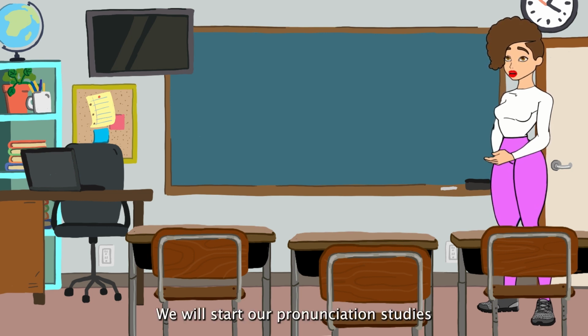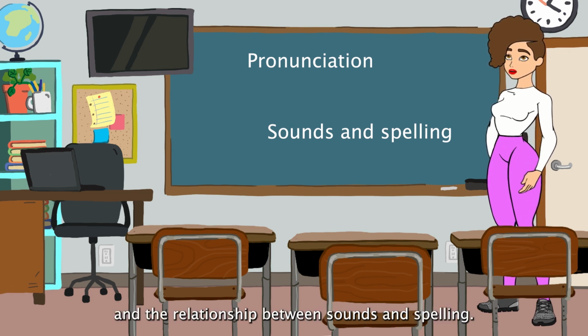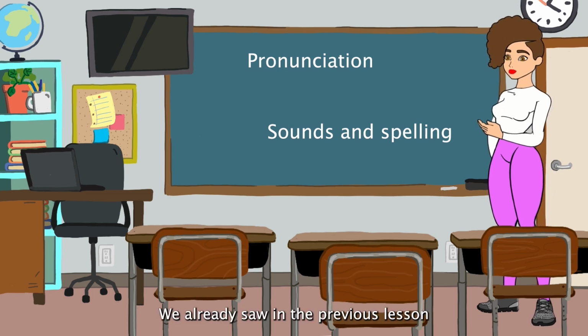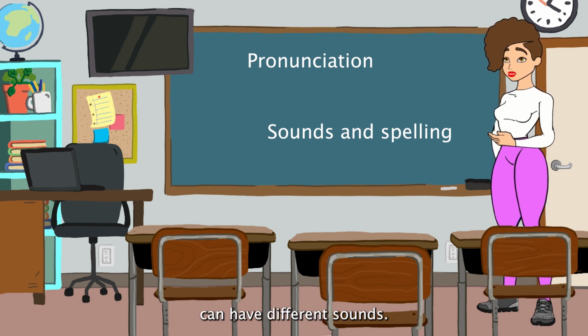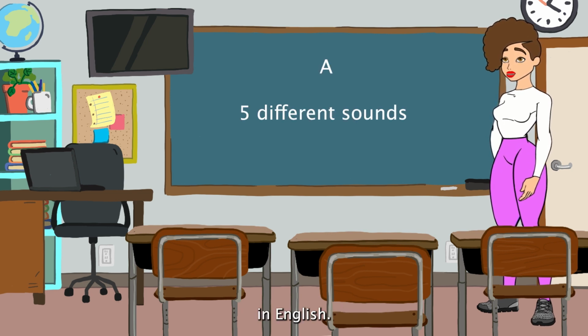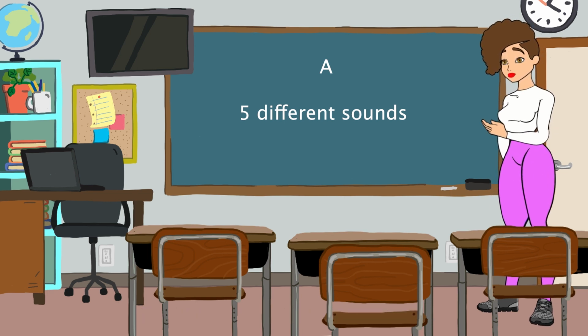We will start our pronunciation studies by talking about the sounds of the English language and the relationship between sounds and spelling. We already saw in the previous lesson that the same letters or combination of letters can have different sounds. Let's talk about the letter A. In English, the letter A can have 5 different sounds.